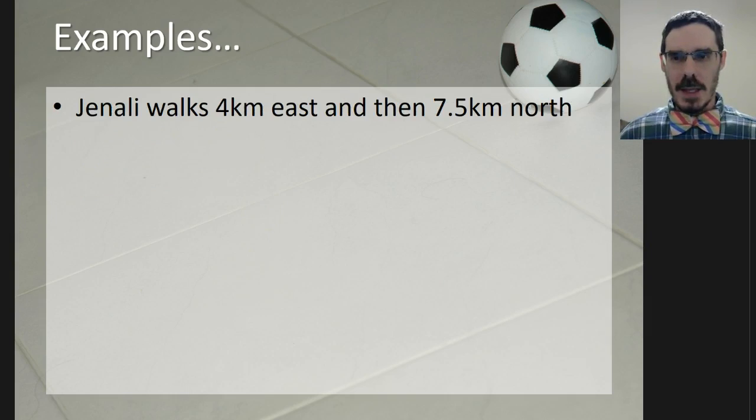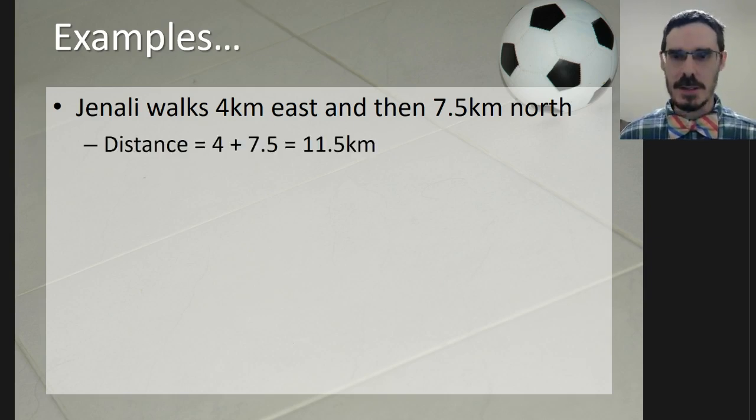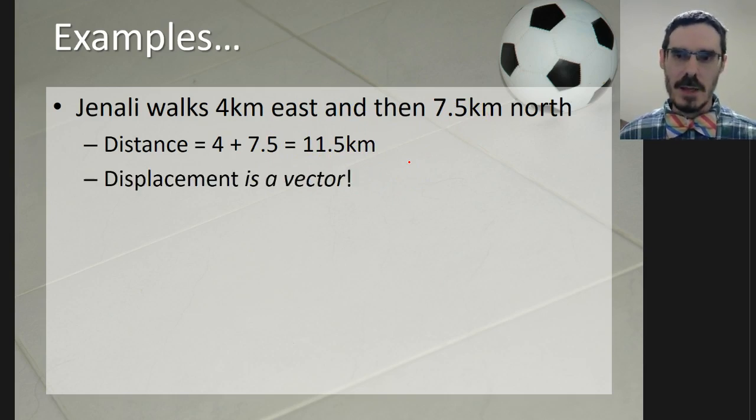Here's a more complex example. Jenny walked 4 kilometres east and then 7.5 kilometres north. Well, the distance, again, is just the total length of the path travelled. 4 kilometres east plus 7.5 kilometres north for a total of 11.5 kilometres. Distance is a scalar. But displacement is a vector.